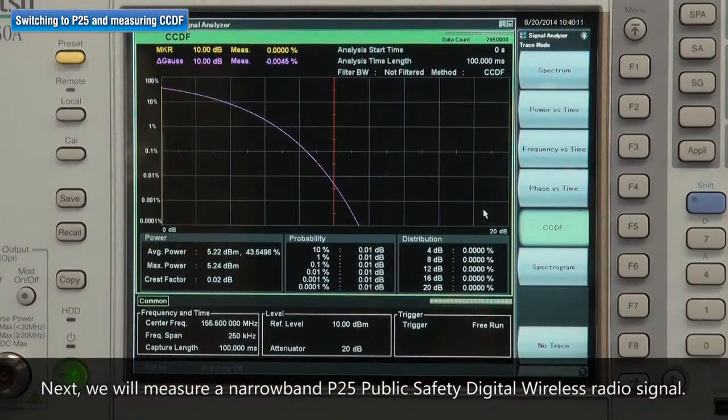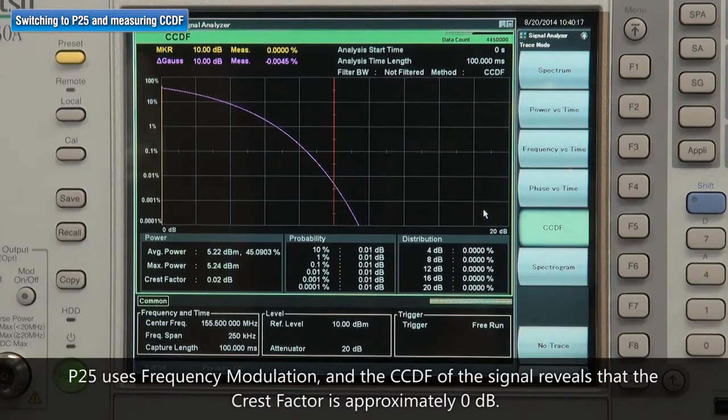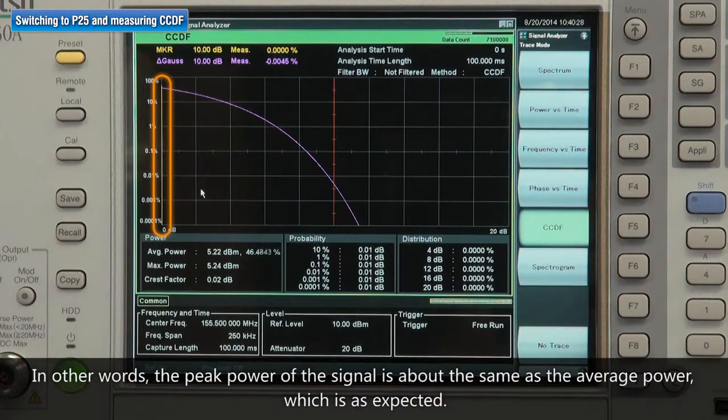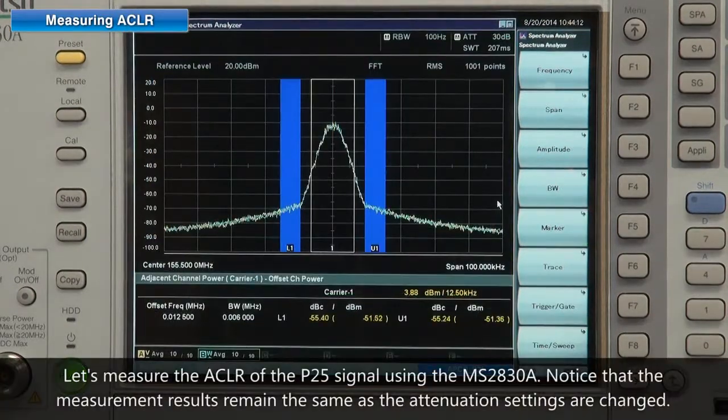Next, we will measure a narrowband P25 public safety digital wireless radio signal. P25 uses frequency modulation, and the CCDF of the signal reveals that the crest factor is approximately 0 dB. In other words, the peak power of the signal is about the same as the average power, which is as expected. Let's measure the ACLR of the P25 signal using the MS2830A.